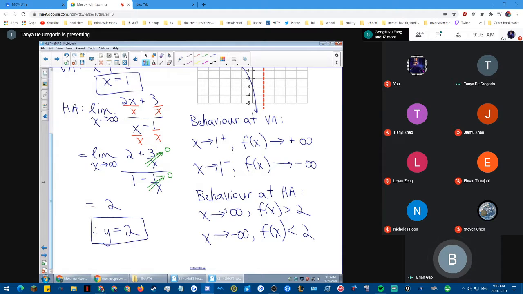Miss, how would you show your work if there was no graph? Or can you just write the behavior? Yeah, you can just write the behavior. Okay. Any questions so far?